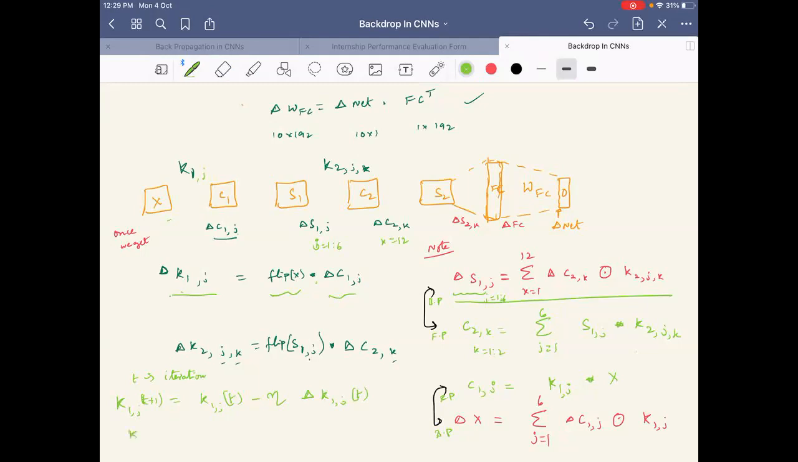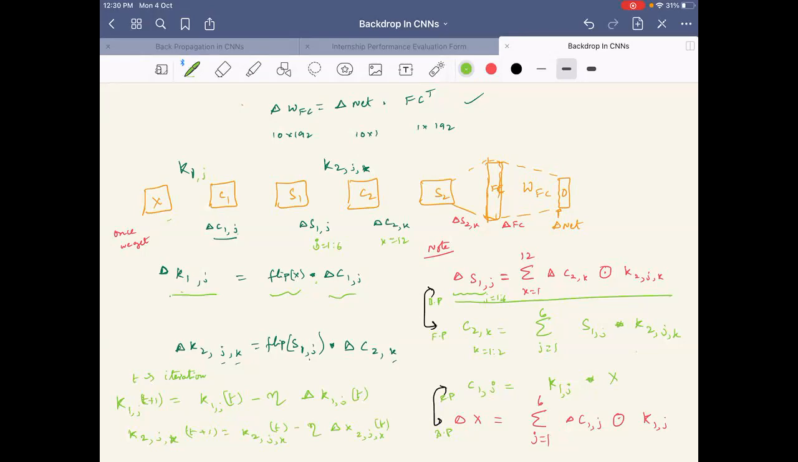Similarly, we also update all kernels K2 J comma K. K2 J comma K at T plus 1 is equal to K2 J comma K at T minus eta times delta K2 J comma K. Right. We also need to update the biases.